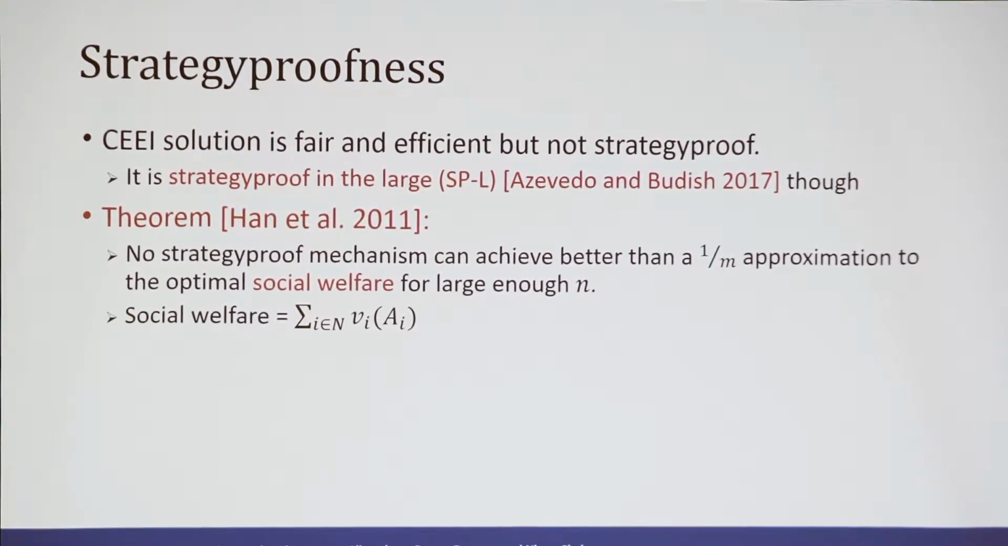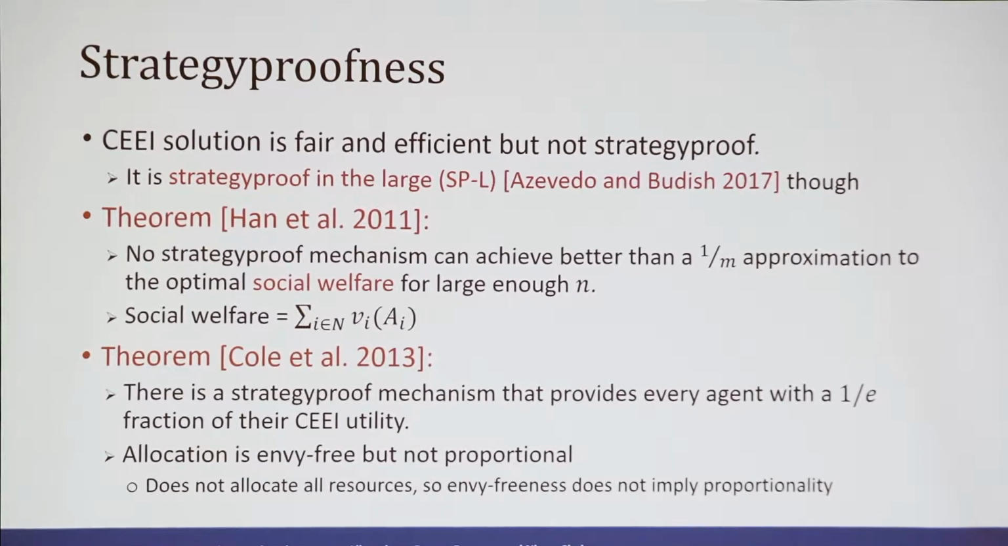strategy proofness and social welfare are somewhat orthogonal to each other. Social welfare says you want to give it to the agent with highest valuation, but strategy proofness says you don't want to reward agents for just reporting a high number. But we're not going to be able to approximate social welfare, so we need to think about something else if we want to think about strategy proof mechanisms.